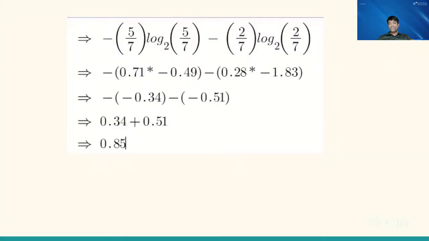Logarithm of 0.28 is minus 1.83. So 0.28 into minus 1.83 will become minus 0.51, and again minus into minus will become plus, and the value will become 0.85. So this is what the computer actually calculates. This is how the entropy is getting calculated.